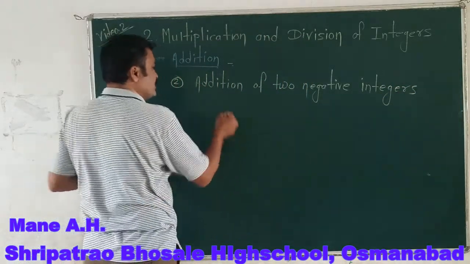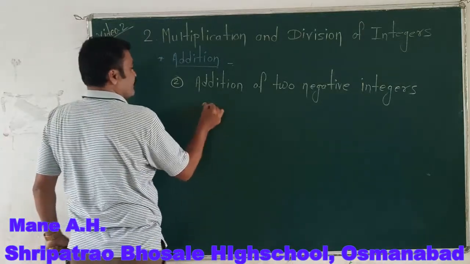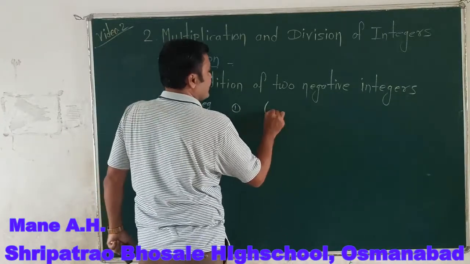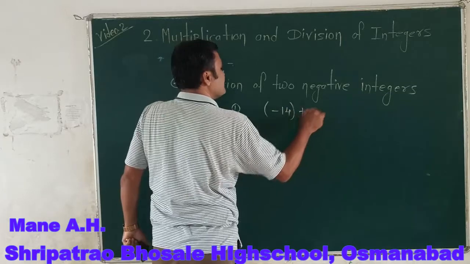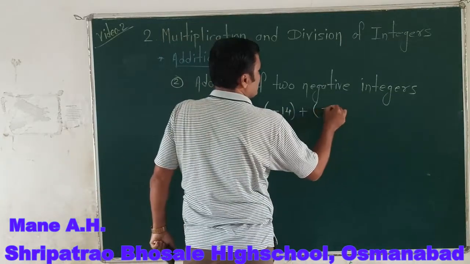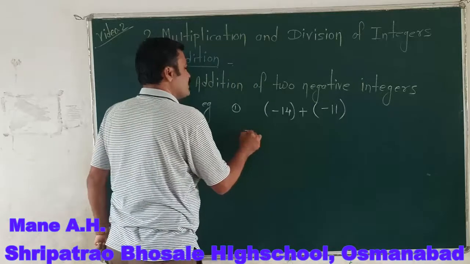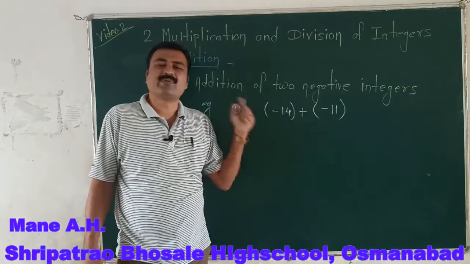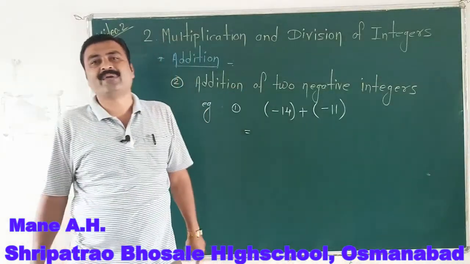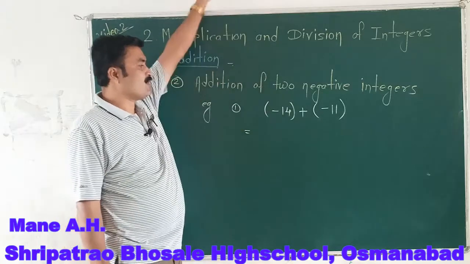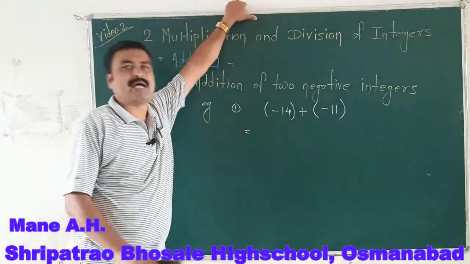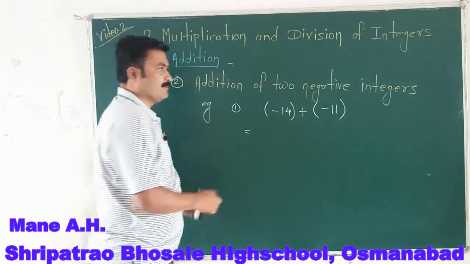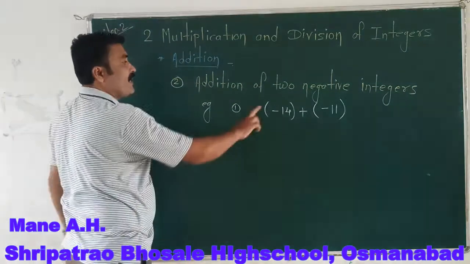If we are given two integers in negative form in this way, let's continue with example 1, that is, in brackets minus 14 plus, in the second bracket, minus 11. So here we learn that while writing a negative integer, it is compulsory to put down the minus sign behind that number. Negative integer लिहित असताना त्याच्या मागे मायनस साइन कंपल्सरी आपल्याला द्यावंच लागतं. म्हणून या ठिकाणी या दोन निगेटिव्ह इंटिजर्सचं ॲडिशन आपल्याला करायचं आहे.